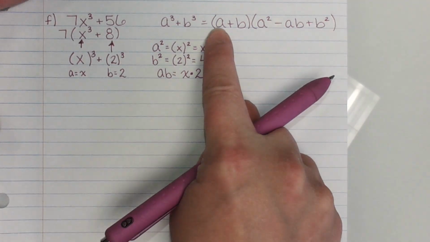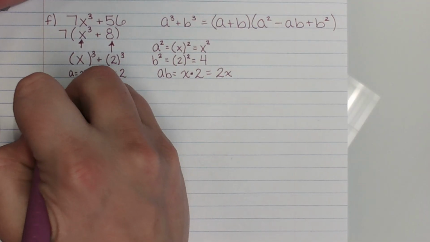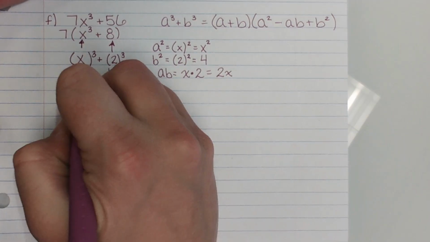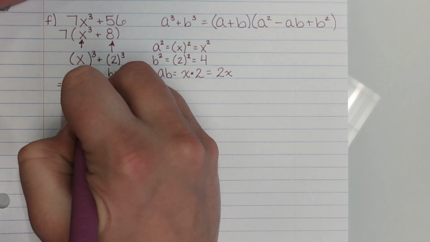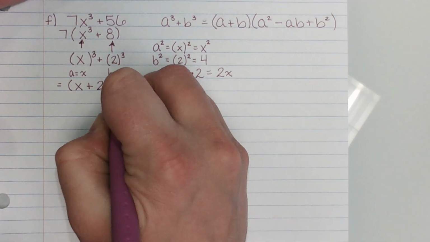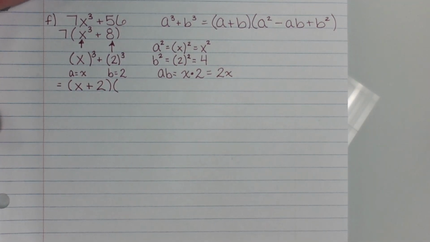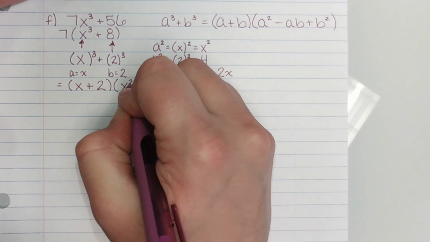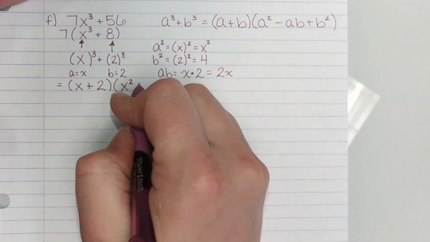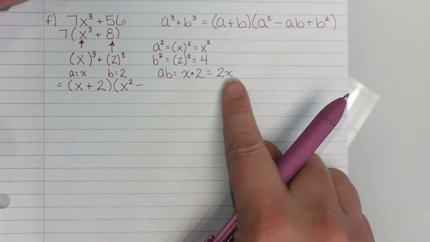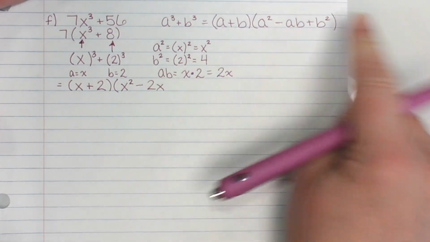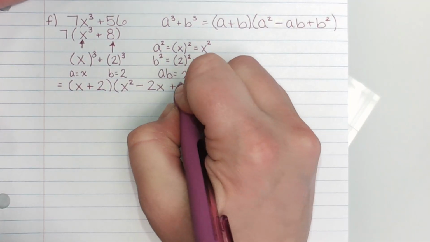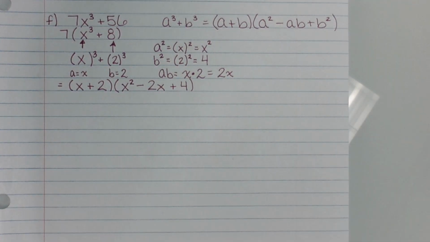Okay. Parentheses start a plus b. A was x plus b was 2. Parentheses. Then it says a squared, which we calculated to be x squared. Then it says minus a times b. A times b was 2x plus b squared plus 4. Don't forget to put the GCF back out front.